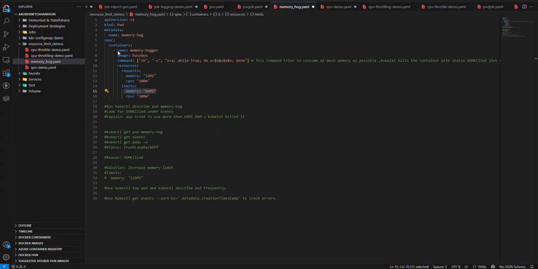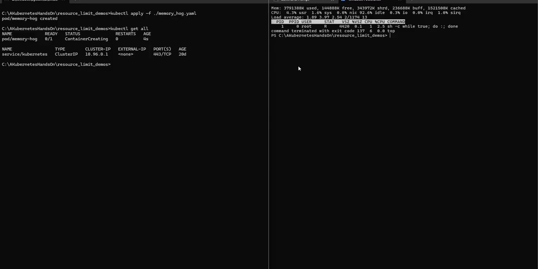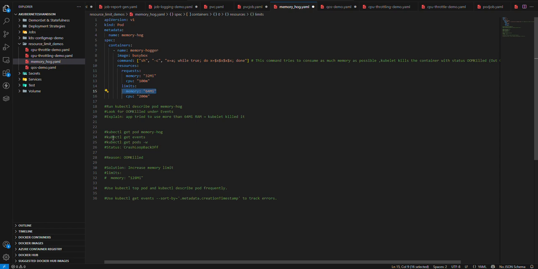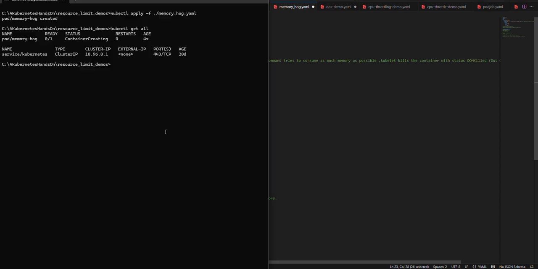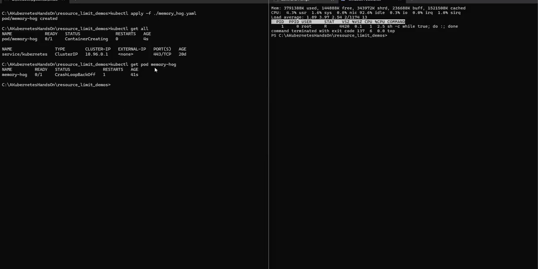It is creating. Okay, so what else do we have to discuss here? We are running a command which is going to consume more and more memory. It will start whenever it gets 32 Mi of memory, but it cannot go beyond the limit, right? So let's keep on checking here. What command do we have to use? kubectl get pod memory hog. That's my pod name.